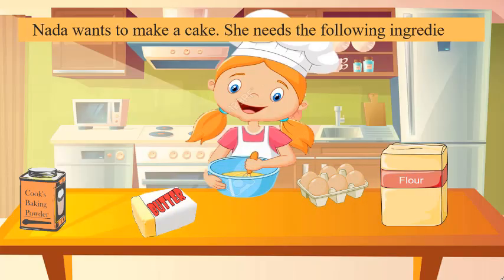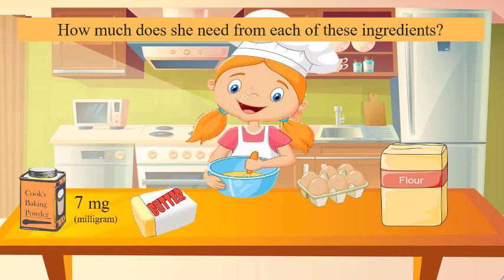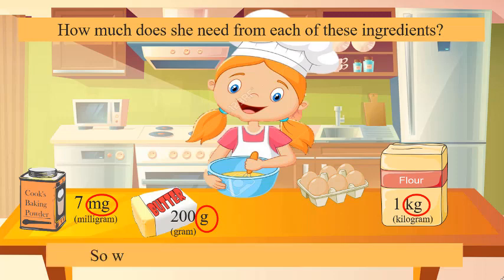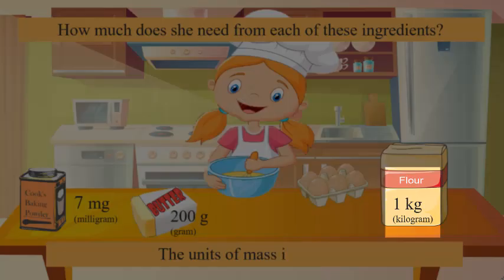Nada wants to make a cake. She needs the following ingredients: baking powder, butter, and flour. But how much does she need from each of these ingredients? 7 milligrams of baking powder, 200 grams of butter, 1 kilogram of flour. But what are these milligram, gram, kilogram? They are units of mass. So we have some units of mass: milligram, gram, and kilogram. But the SI unit of mass is kilogram.